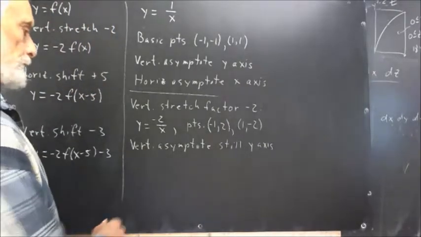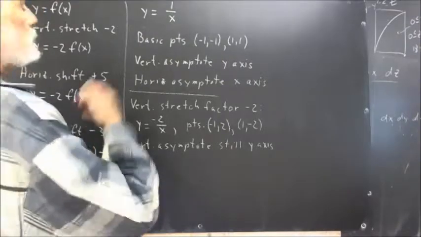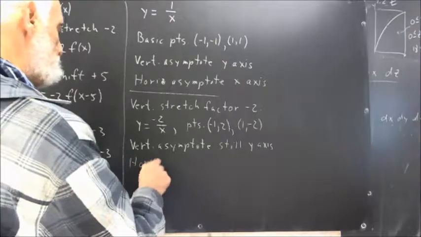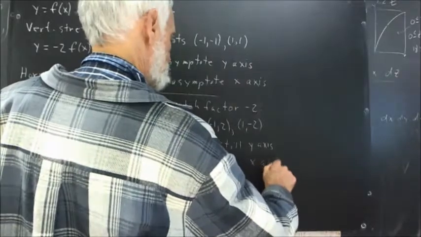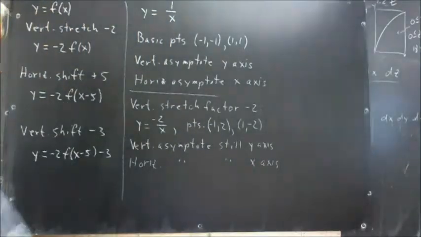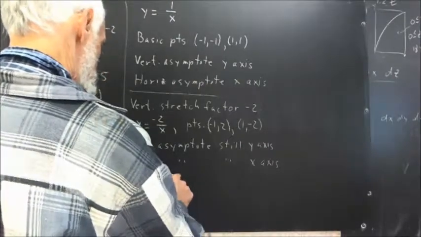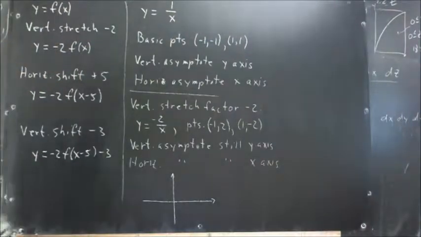The horizontal shift, well, we haven't done the horizontal shift. The horizontal asymptote is still the x-axis. So at this point, our graph is going to look like so.